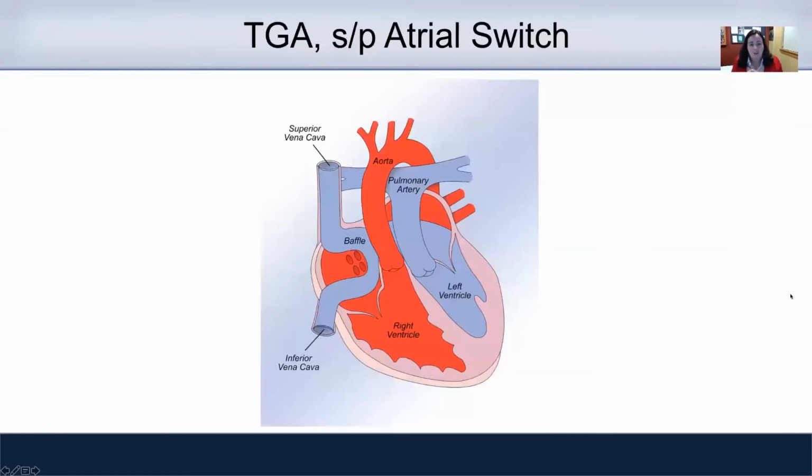First, let's start with the oldest set of transposition patients, those that have undergone the atrial switch. Again, this is shown here as the Mustard or Senning procedure. Remember, leaving the right ventricle to pump to the body. I should mention that in determining the atrioventricular valves, the AV valves follow with the ventricle. So here, the tricuspid valve is associated with the right ventricle.